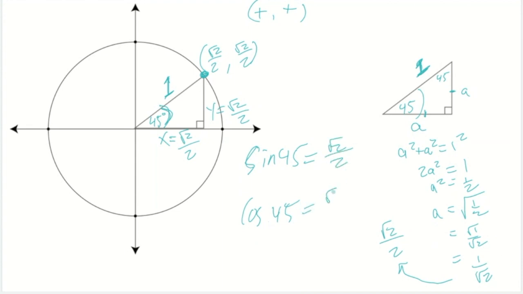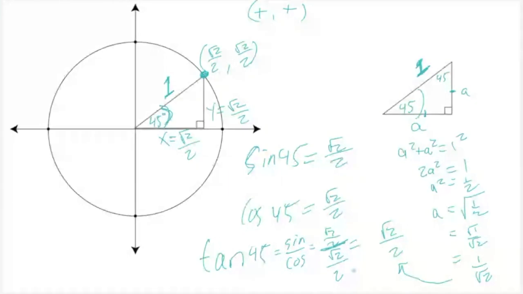Cosine, oh, same thing. X is root 2 over 2. And then here's a trick question. Last time I asked this, nobody got this right. That made me sad. So for 45, we're going to have sine over cosine. It's a trick question. What is this going to equal? It looks like it's complicated math, but it's not. What does that equal? Yes, it equals 1.